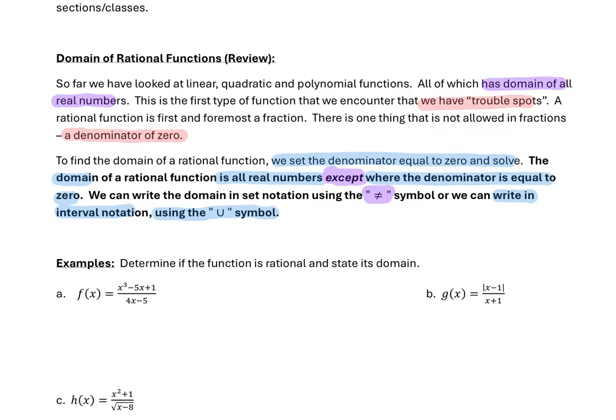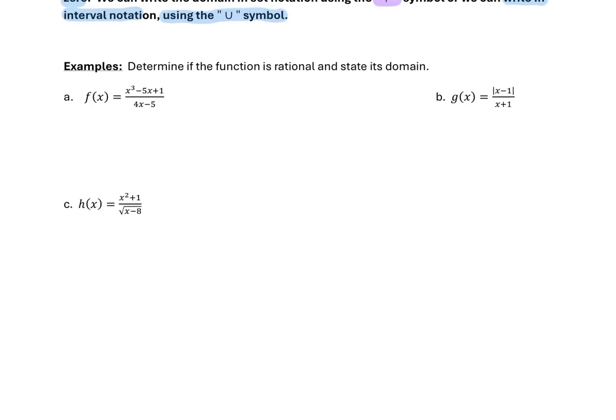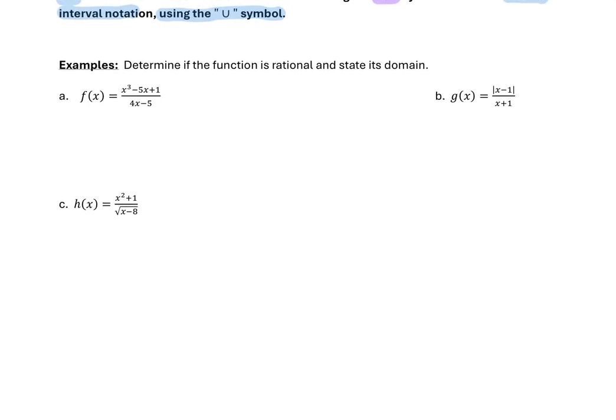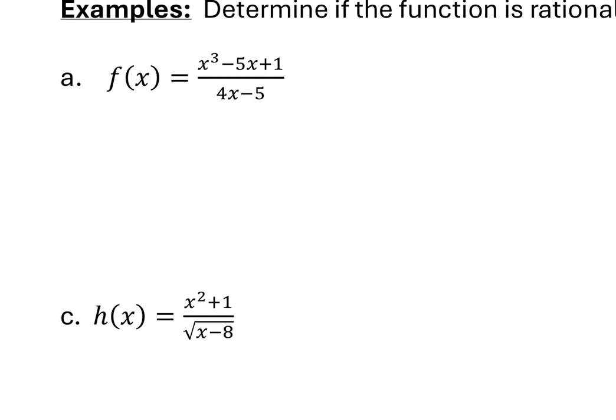All right, so we're going to go ahead and start with some examples. And we are going to talk about, one, is it rational? And two, for all of these, we want to state what is the domain. All right, our first example is example A. And so example A, the first thing is, is it rational?